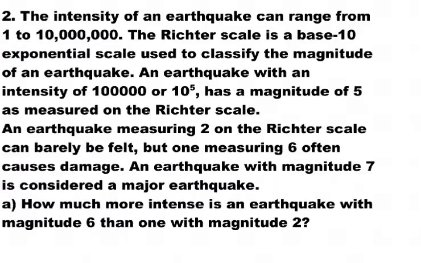The next example talks about the intensity of earthquakes, which ranges from 1 to 10 million. Now we have the Richter scale, which is base 10, and it's a scale used to classify the magnitude of an earthquake. For example, an earthquake with an intensity of 100,000, we write it as 10 exponent 5. On the Richter scale, the magnitude is 5, which is the exponent here.